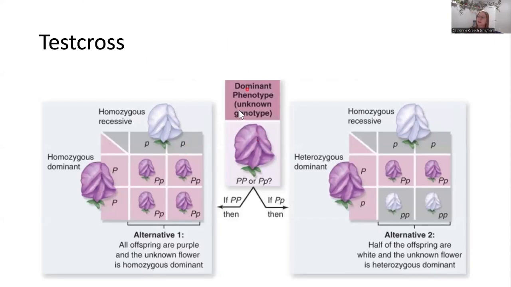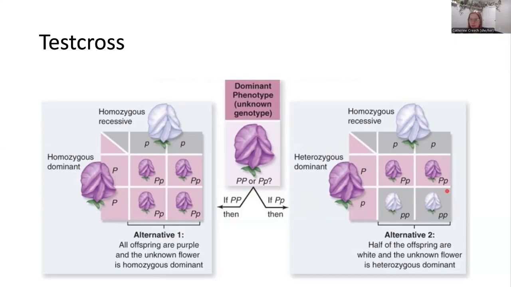Here's my unknown phenotype for my flower. I could either breed my unknown with a homozygous recessive and have all purple flowers, or if I did it and I ended up with some white flowers, that would tell me something about the genotype of my unknown. So a test cross allows you to look for the recessive allele if it is there.